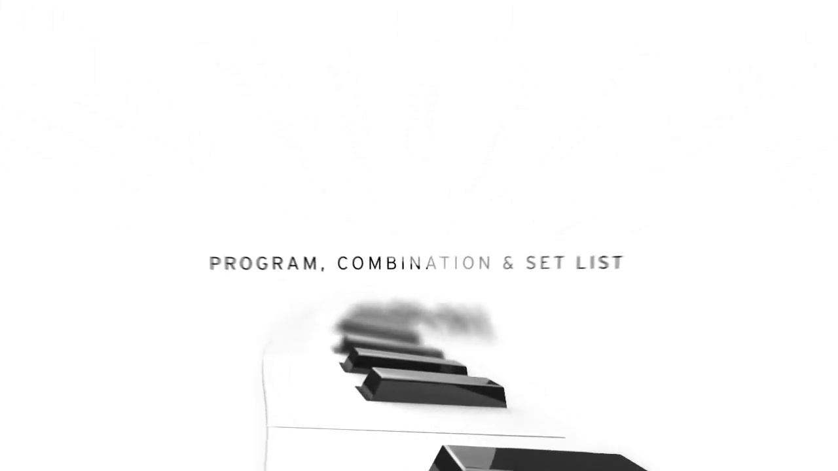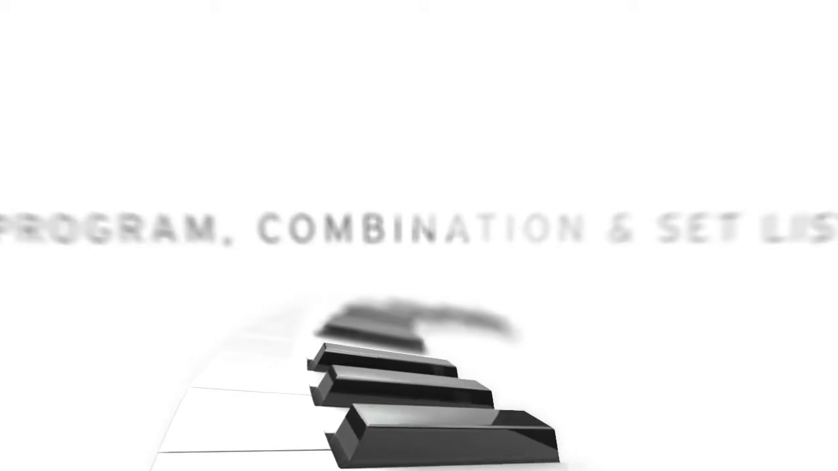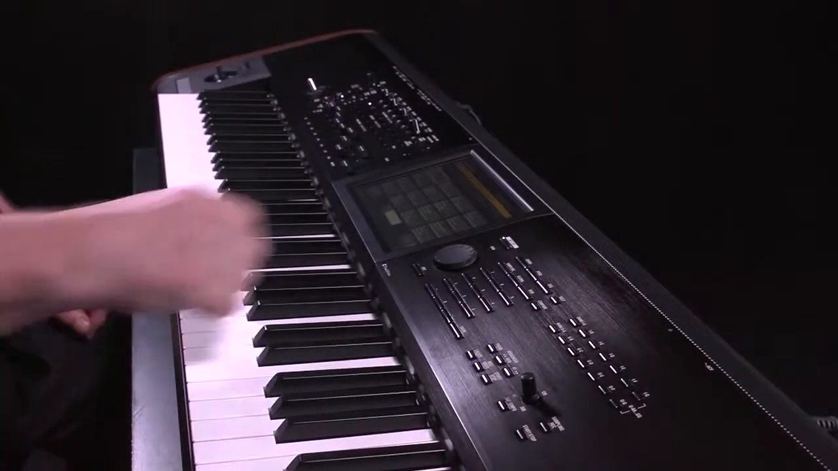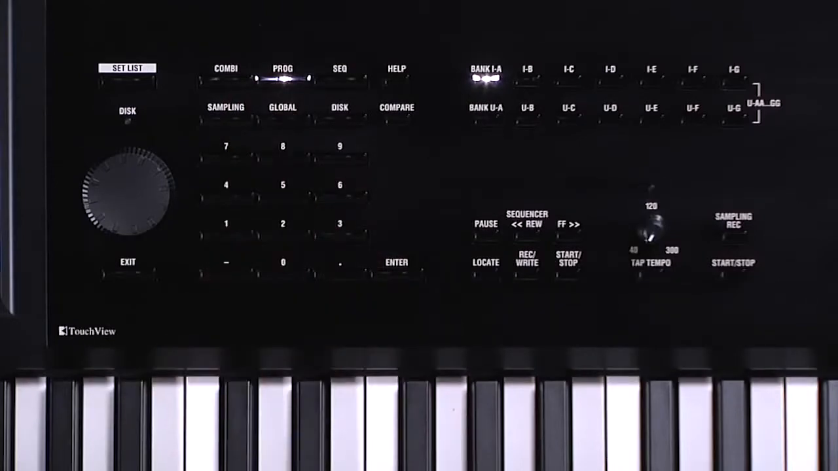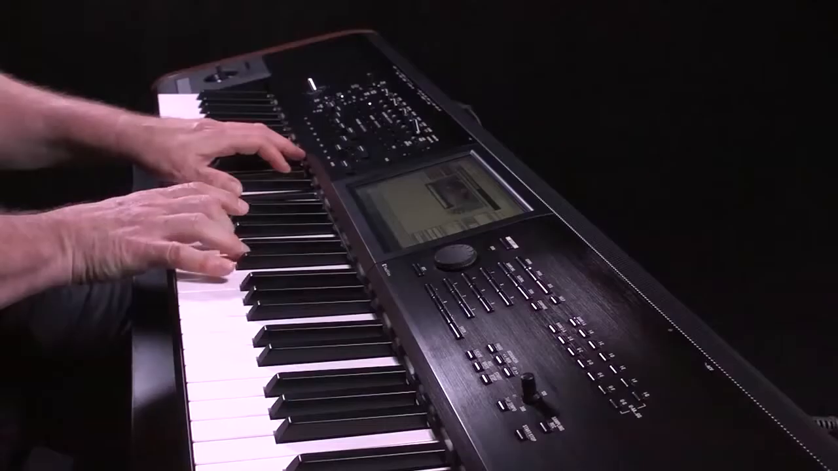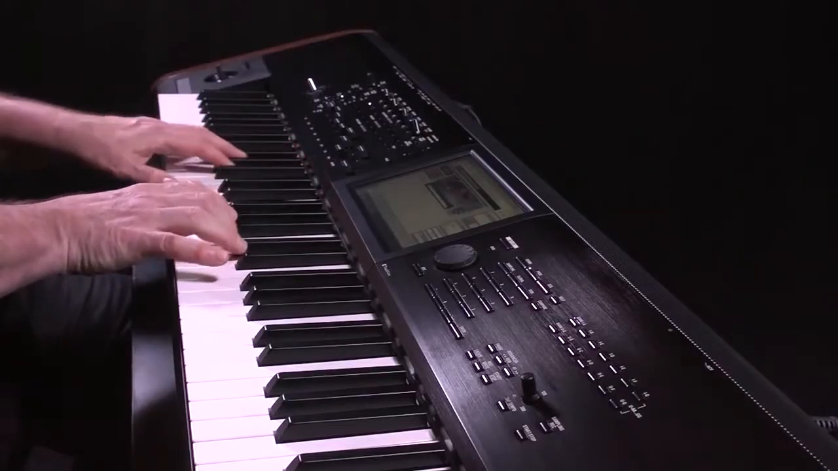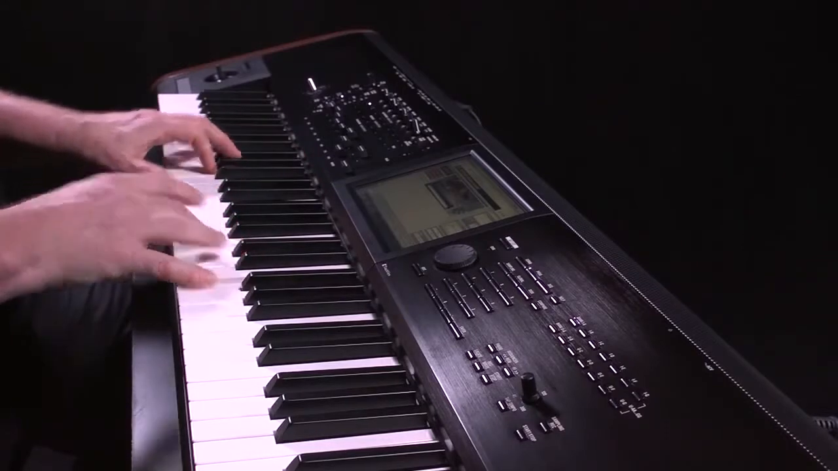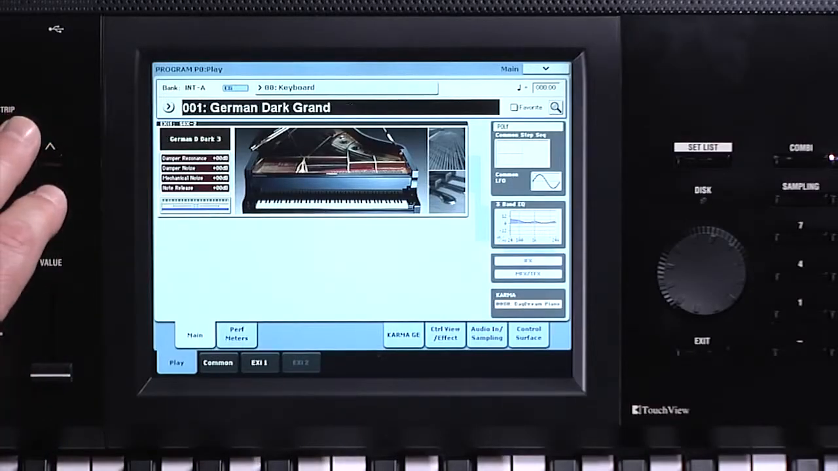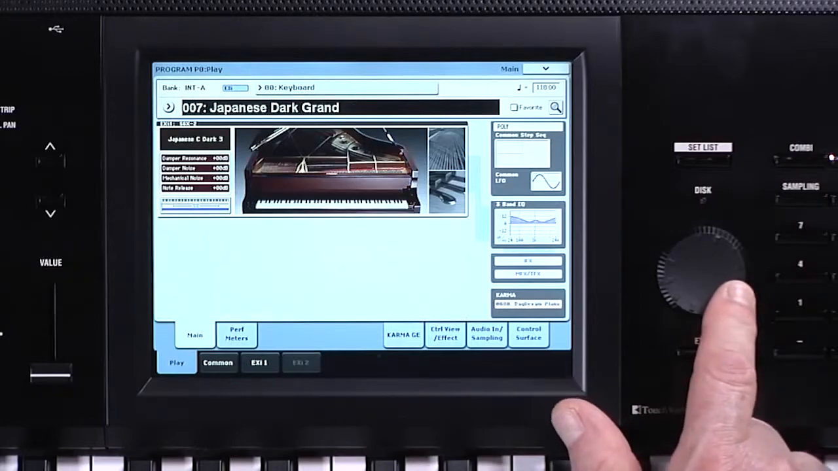Program, Combination, and Setlist. Programs are accessed in program mode. There are more than 2,000 sound programs, and they can be selected in a few different ways: the Ink and Deck buttons, the dial, or the numeric keypad, for example.